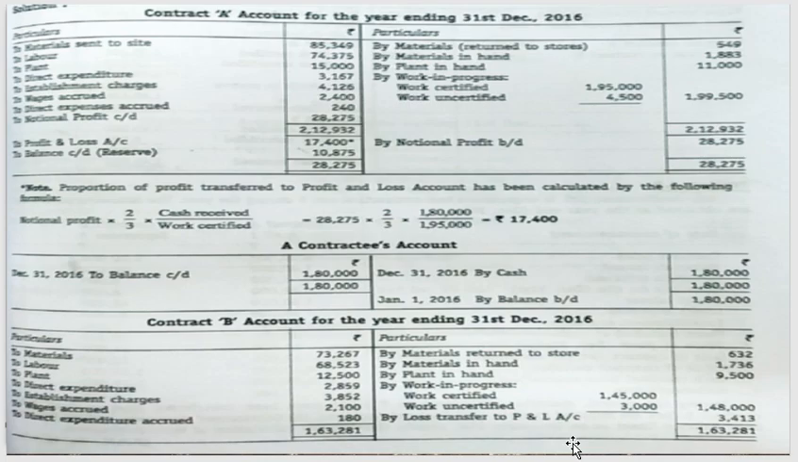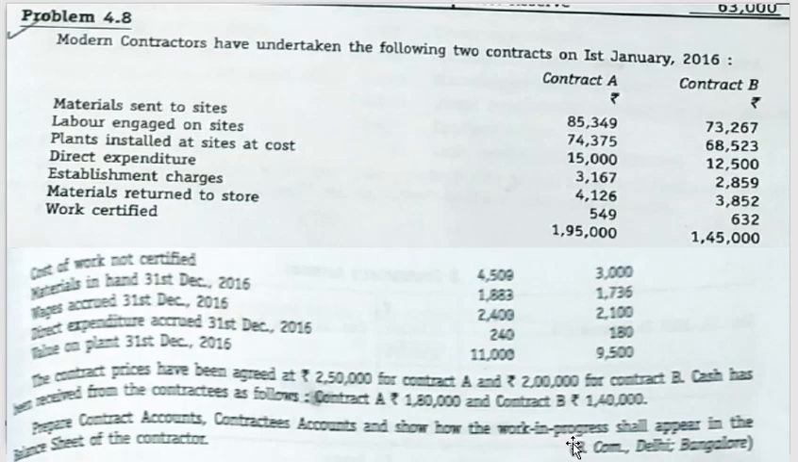Now we will prepare the contract A's account for the year ending 31st December 2016. Here material sent to site will be on the debit side, labor engaged on site will be a debit item, plant installed at site will also be a debit item, direct expenditure a debit item, establishment charges a debit item, materials returned to stores.